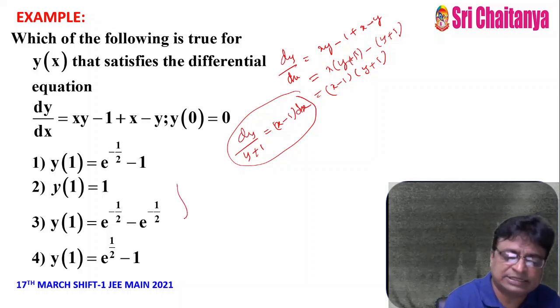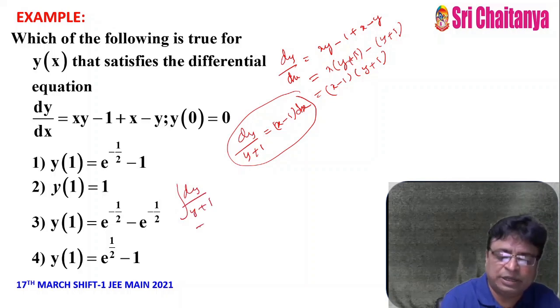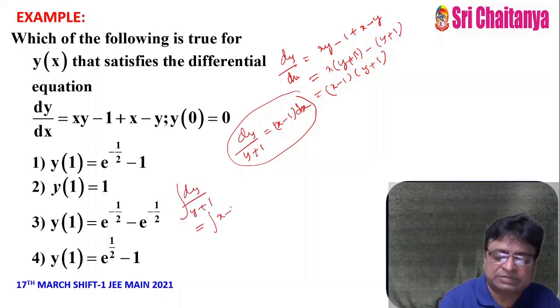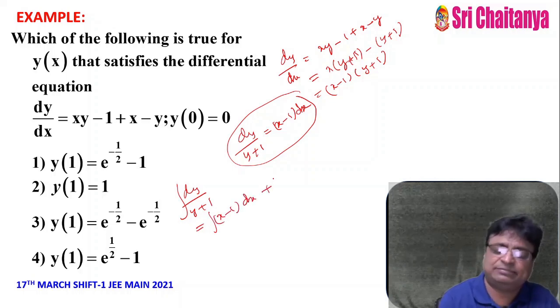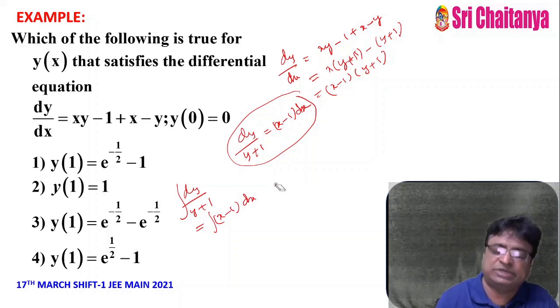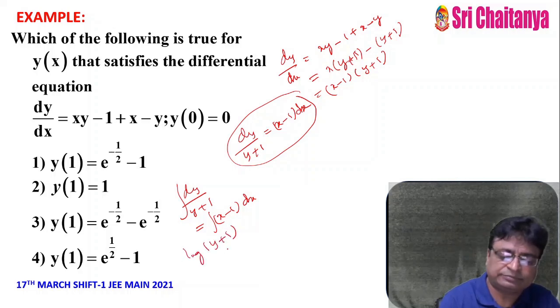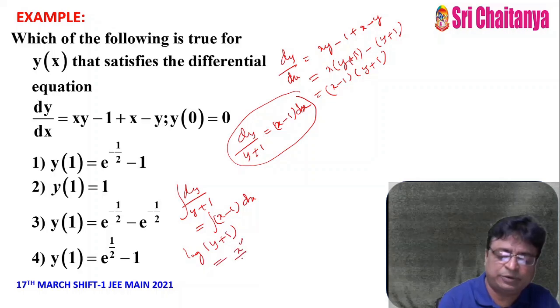Now my job is to integrate on both sides. So the integration of dy by (y plus 1) equals the integration of (x minus 1) dx. Of course, you add c. Later also we can add it, not necessary right now. This gives log of (y plus 1), or ln(y plus 1), equals x square by 2 minus x plus c.